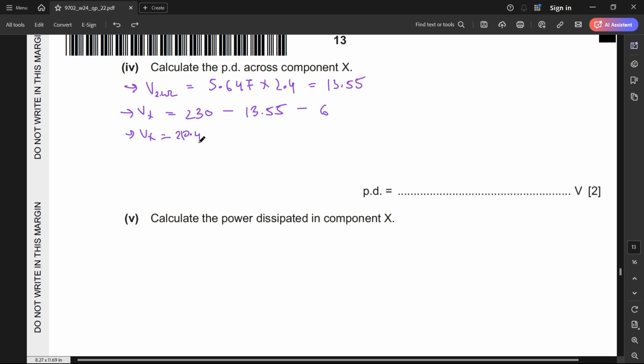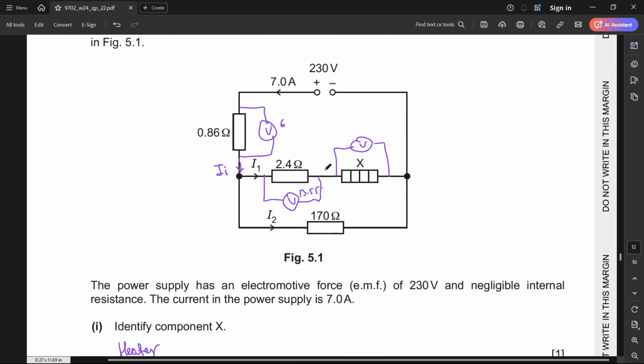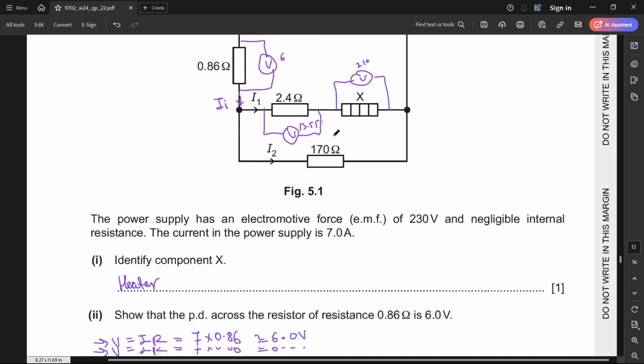210.45. That is what I'm getting. So that is approximately 210 volts. So over here it was 6, over here it is 13.55, and over here it is approximately 210 volts.